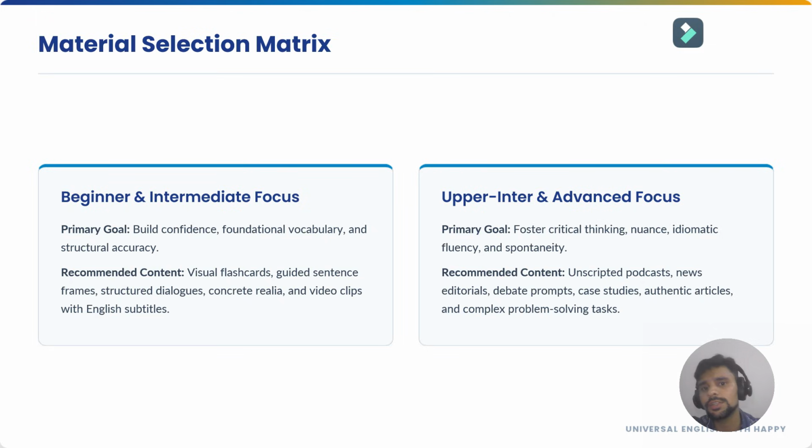To make this actionable, let's look at the material selection matrix on this slide. We have divided language learners into two broad categories to guide your lesson planning. On the left, we have beginner and intermediate focus. Primary goal: your main goal here is building emotional security, core vocabulary, and structural accuracy. Lower level learners often feel vulnerable when speaking a new language.